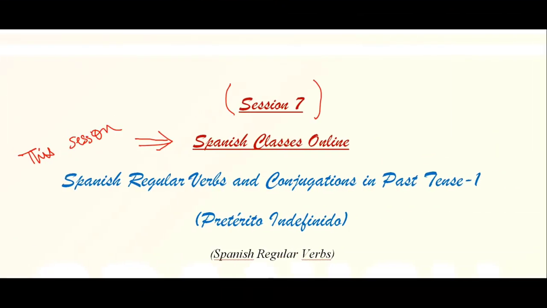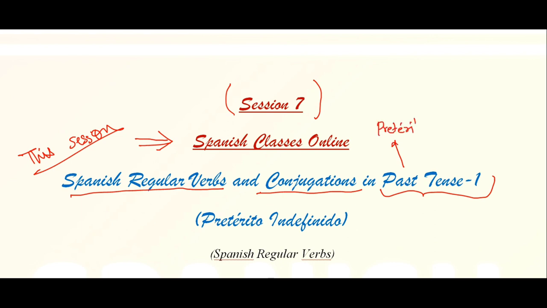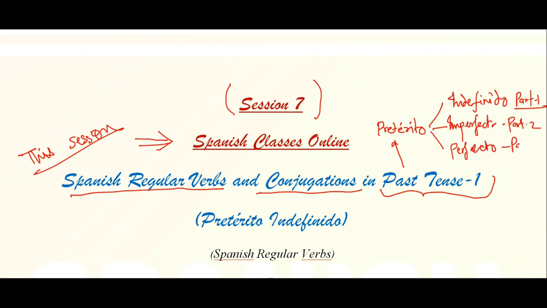Welcome to the classroom. This is session number 7. Here we are going to do Spanish regular verbs, conjugations in past tense. This is part 1 where we'll cover pretérito indefinido. Pretérito has 3 parts: pretérito indefinido part 1, pretérito imperfecto part 2, pretérito perfecto part 3. The first part is pretérito indefinido.